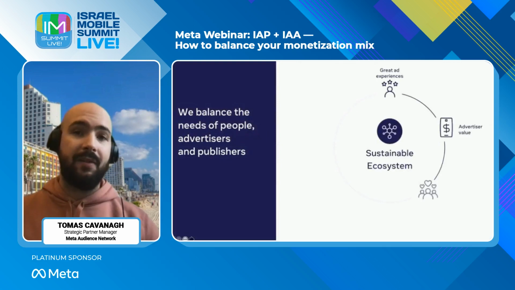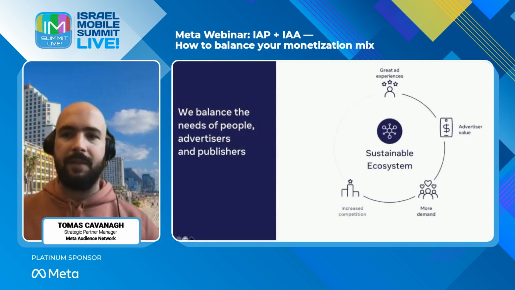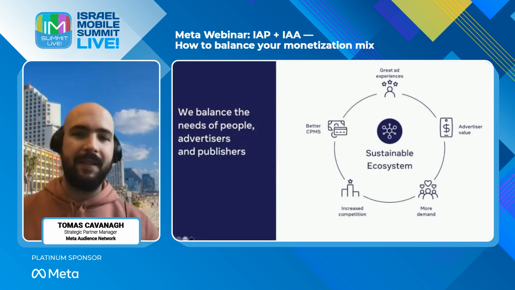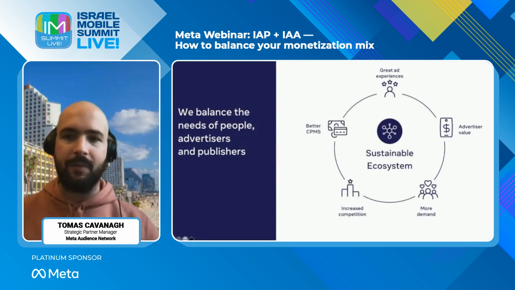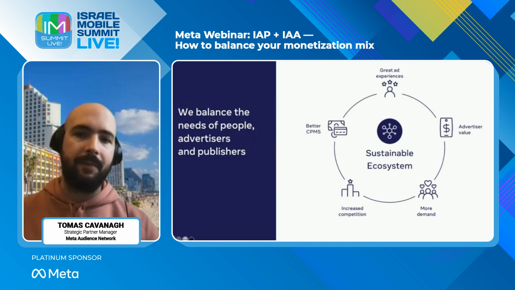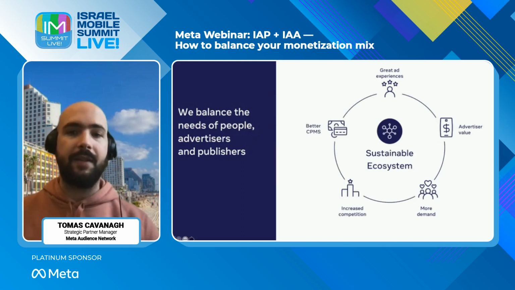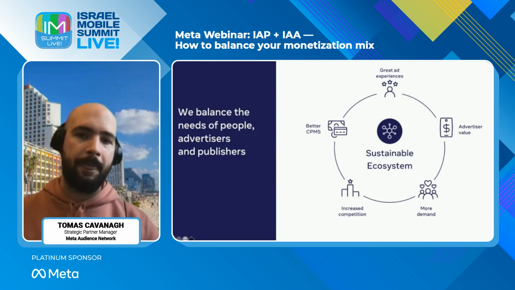When you bring all that together, you have an ecosystem where everyone gets to win. Your players have a seamless ad experience with quality ads, which offer users a variety of brand safety controls. You, as an advertiser, can reach your target audience and meet your objectives. Then our diversified demand increases competition on our platform, which means better returns for you as a publisher. And so we balance the needs of people, advertisers, and publishers.